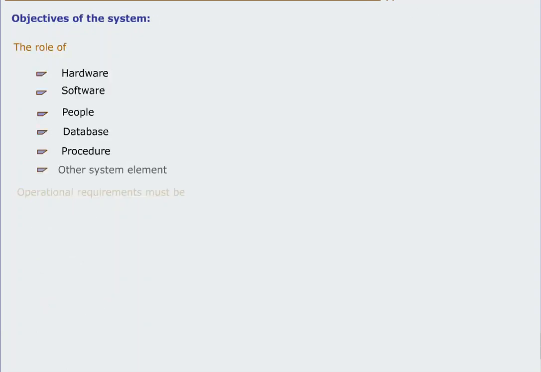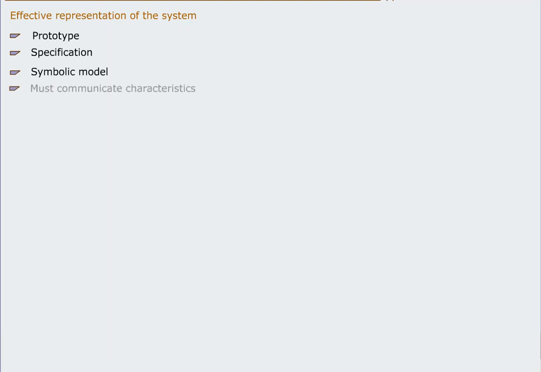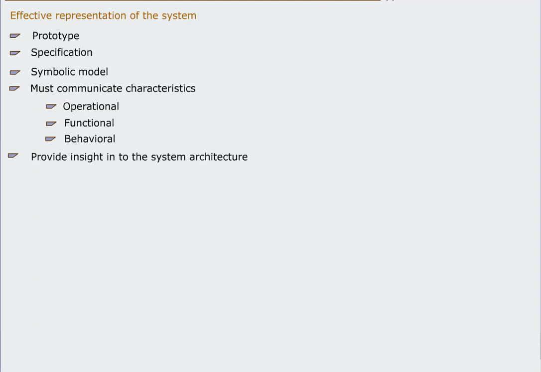An effective representation of the system must be produced as a consequence of system engineering. This can be a prototype, a specification or even a symbolic model, but it must communicate the operational, functional and behavioral characteristics of the system to be built and provide insight into the system architecture.